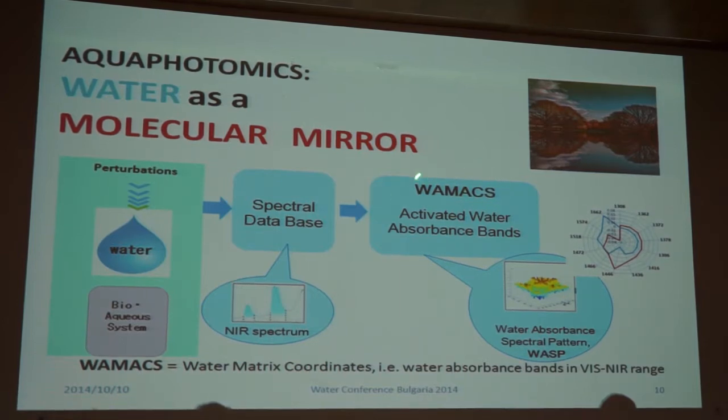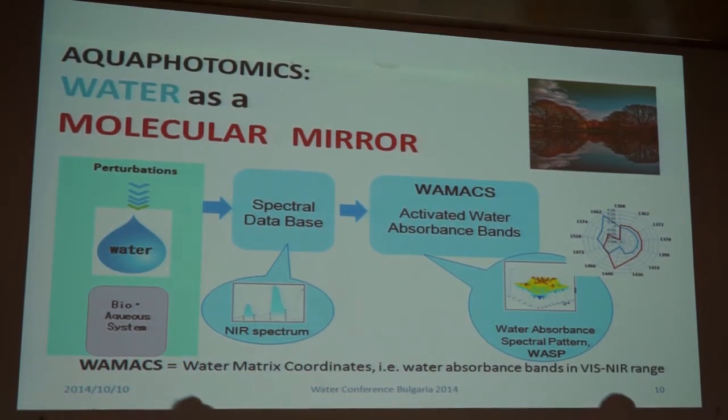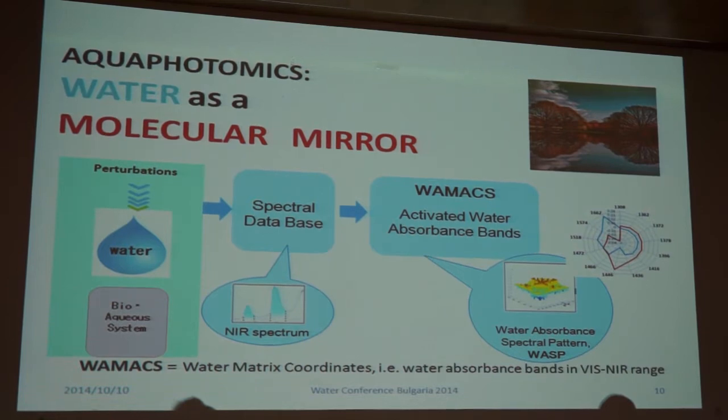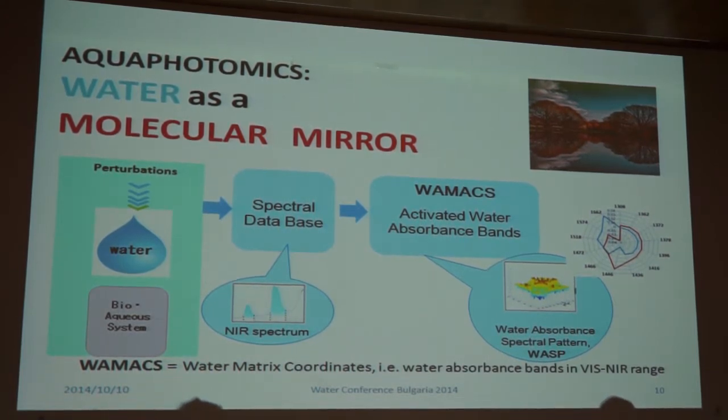Now, we talk about water matrix coordinates. I call them coordinates because certain water absorbance bands play as hubs. Hub means they get information or they give information. So if we look at those windows, those coordinates in different combinations and different amplitudes make a spectral pattern that we can use as a biomarker for diagnosis.